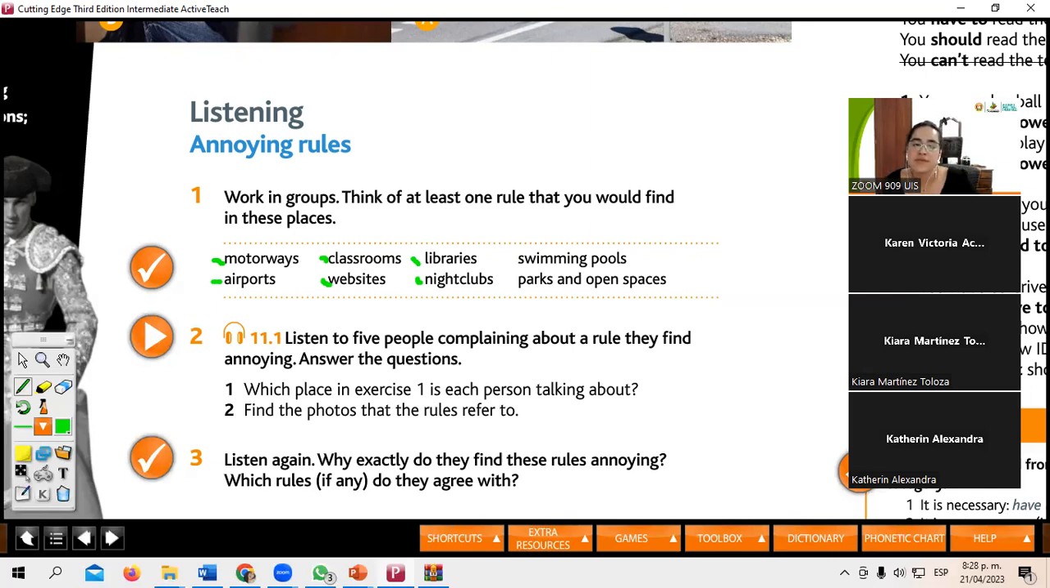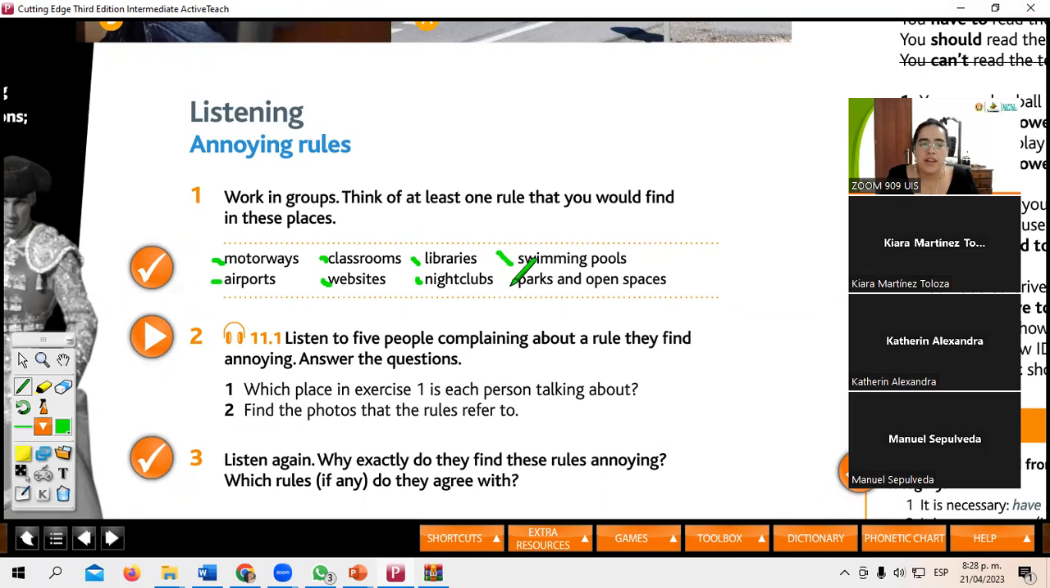Only adults. Yes, so you have to be over 18 years old to enter the nightclub. All right, Manuel, for swimming pools, what is the rule for swimming pools? Don't run around the pool. Yes, very important. Do not run around the pool because you might slip and fall into the water and hit your head. Can be very dangerous. So it's important.